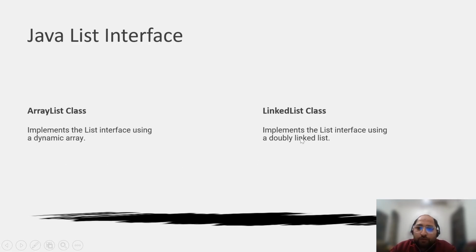So today we are going to cover LinkedList, which is another way of implementing the list interface. In LinkedList, the underlying data structure is a doubly linked list. So we will try to understand doubly linked list at a high level as well.